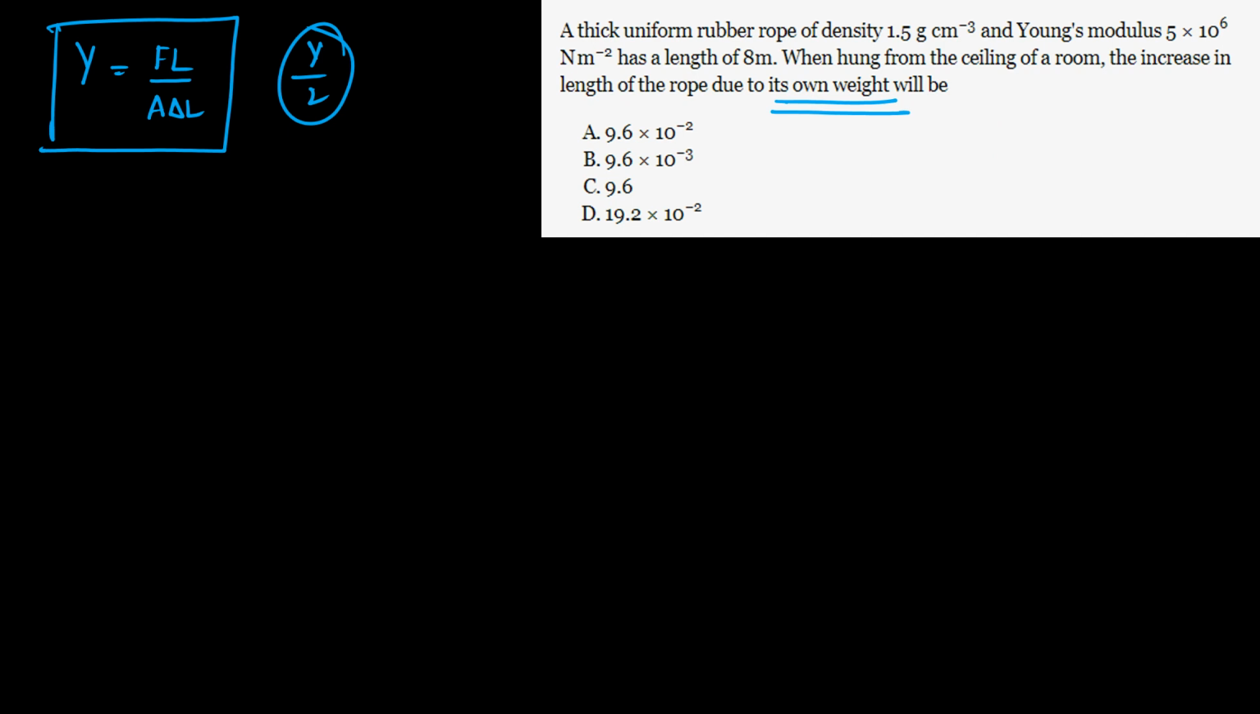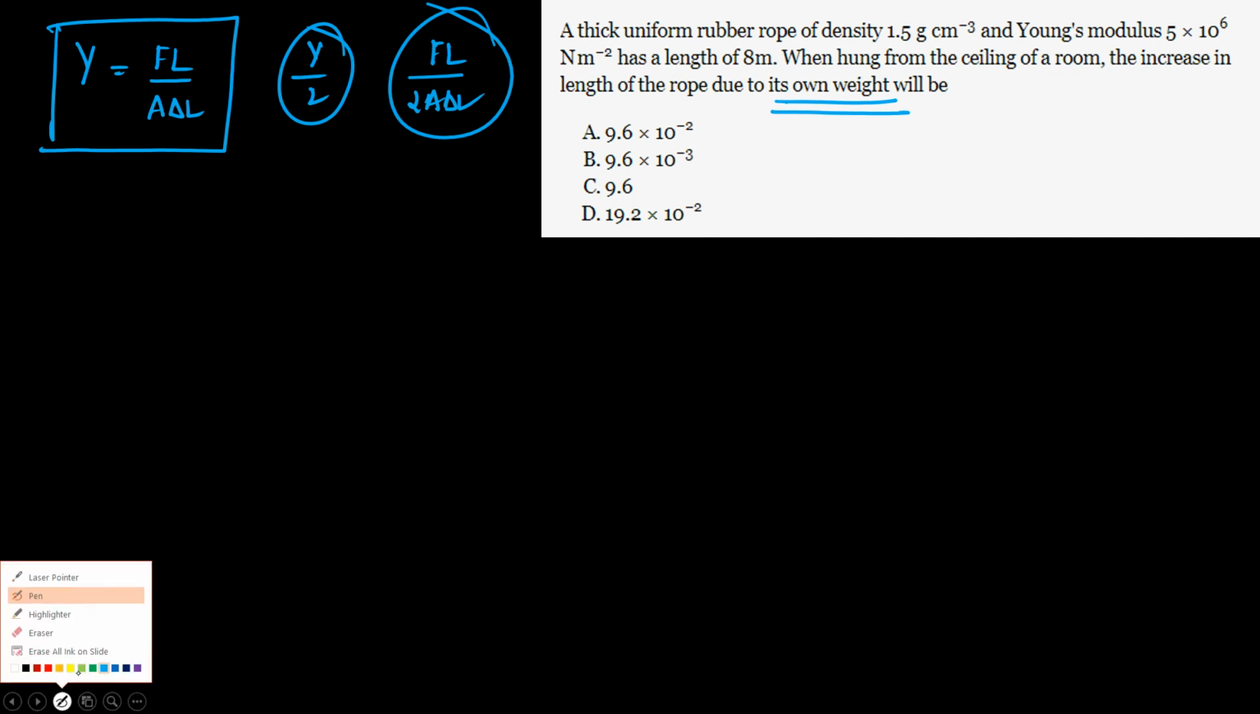And what is the trick? Own weight, if it is given, take Y as Y divided by 2. So what is your Y divided by 2? It is going to be your FL divided by 2A delta L. Use this now, and you should be getting your answer. What do you need over here? When it is hung from the ceiling, the increase in length is what you want, right?